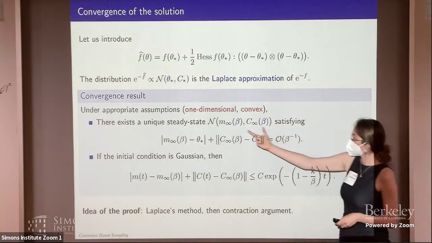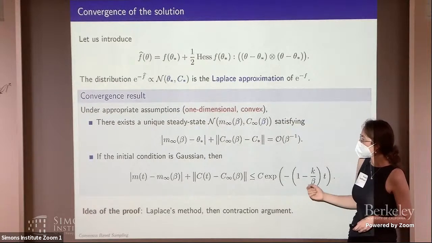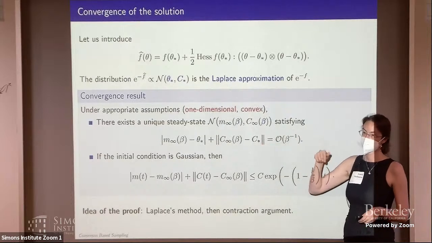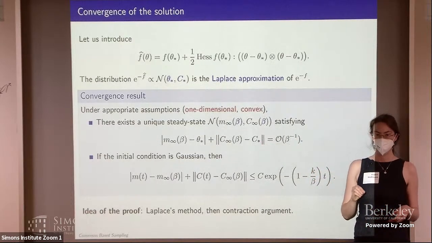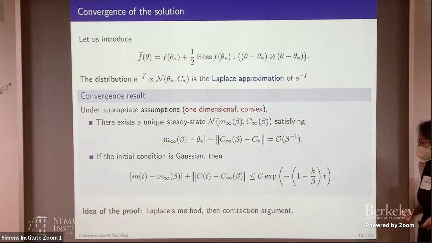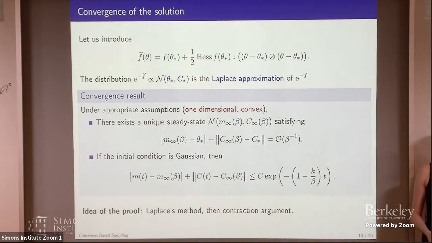First of all, we know that this method converges to a Gaussian with mean and covariance depending on beta. This theta star here is the minimum of f that we want, and C star is the inverse of the Hessian of the target evaluated at this theta star. We have the rate of convergence 1 over beta here. This convergence rate we got for an initial Gaussian, because we know that where we're going is a Gaussian, and we know that the method preserves Gaussians, so we might as well start at a Gaussian and make our lives easier. Then you just argue on the moments.